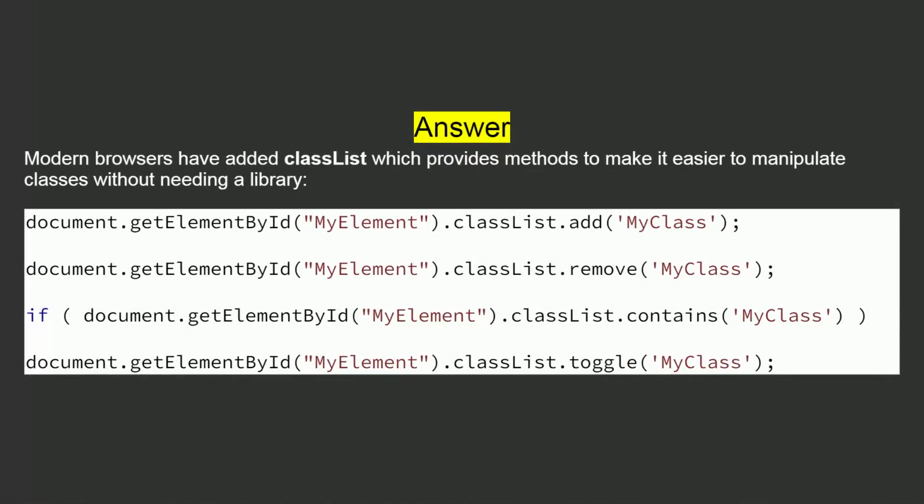Modern browsers have added classList, which provides methods to make it easier to manipulate classes without needing a library. classList.add, to add a new class name. classList.remove, to remove a class name. classList.contains, to check if an element has a class name set, and classList.toggle, which sets a class name or removes it if already set.